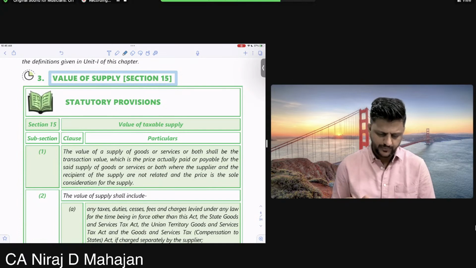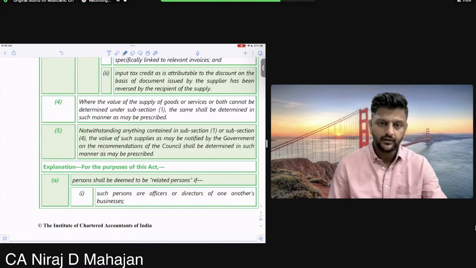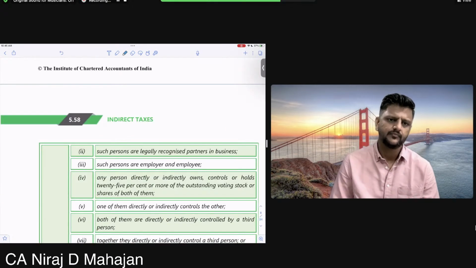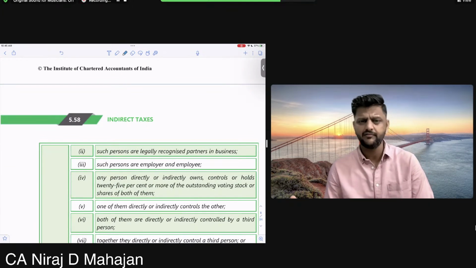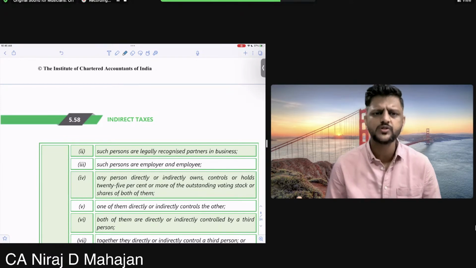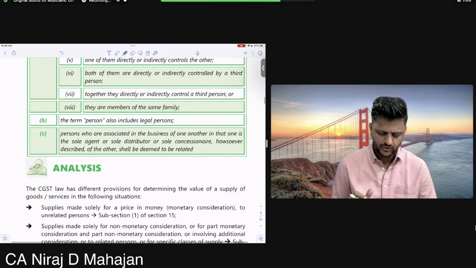Chalo, value of supply. If you get time today, please read at least once the Bare Act. As it is in the process of income tax, GST, companies, we have read the law lots of times in its bare language. It's always good to read it as it is. Ready? Chalo.